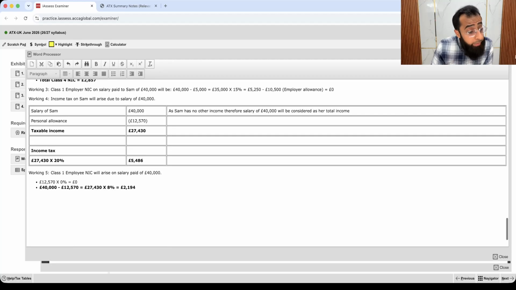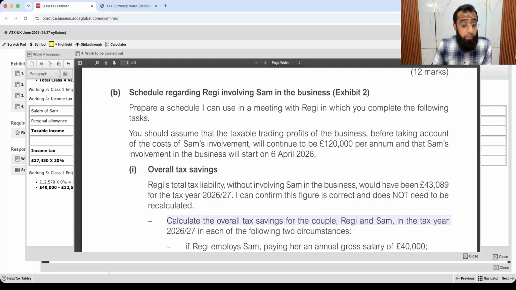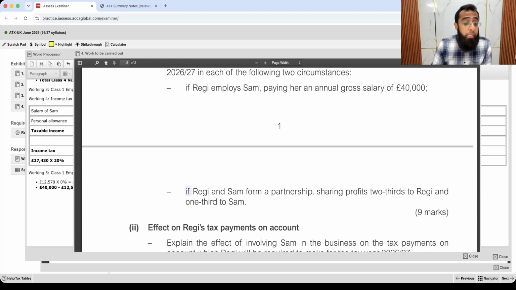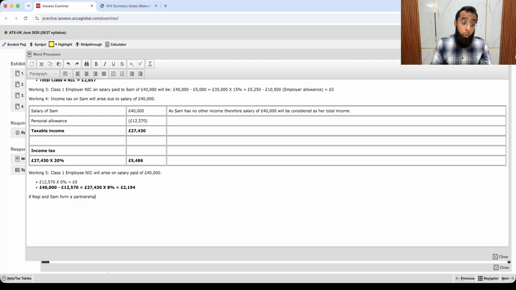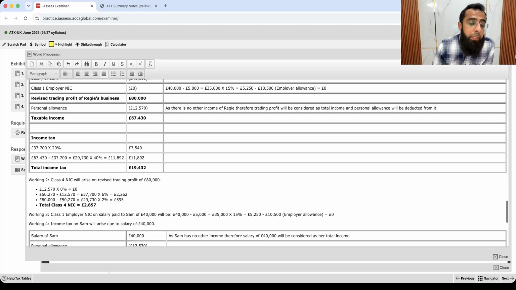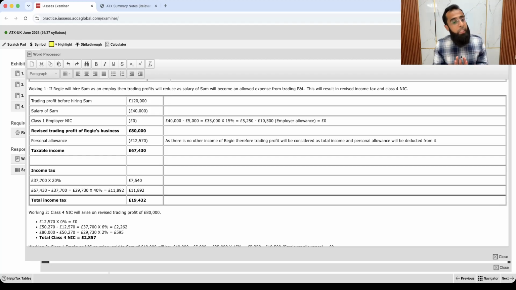Now, a more interesting thing will come if you look at it. Another situation is that if Regi and Sam form a partnership, then what will happen? Now I want you all to listen to me very carefully, because this part can be done directly. If Regi and Sam form a partnership, then there won't be any allowed expense of paying the salary, which means that the trading profit of the business will remain at 120,000 pounds. It will just be divided in the ratio of 2/3 and 1/3.